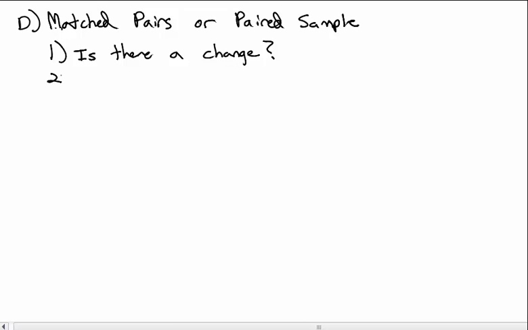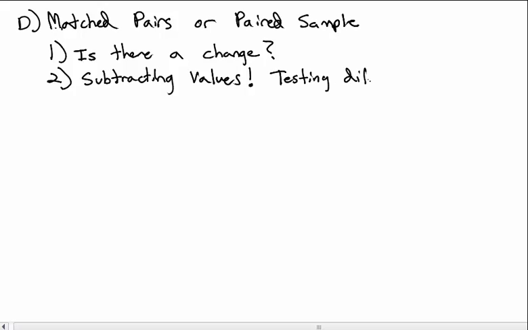Because we're looking at change, we are subtracting the values. Which means there's not really two values we're running a statistic on. We're running a statistic on one thing. We are running a statistic on the difference. We are testing the difference.